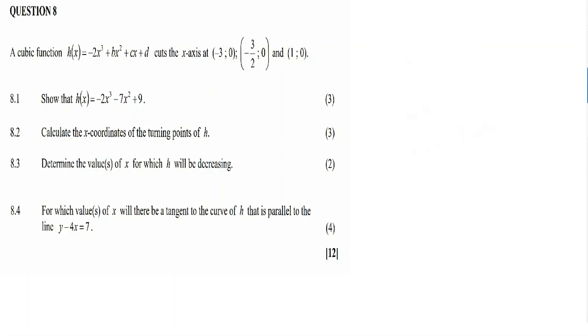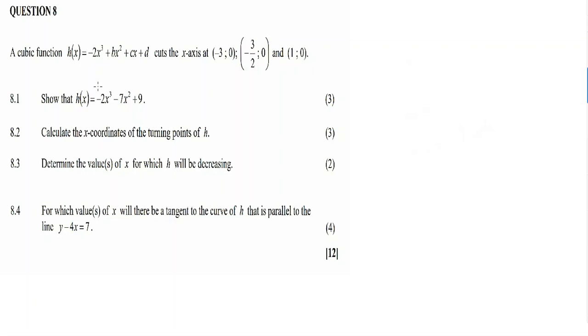Okay, here's question 8. Question 8 is on a cubic function that cuts through the x-axis at 3 given points. So this is question 8 from the mid-year examination question paper from 2019. Basically, a cubic function h cuts the x-axis at (-3, 0), (3/2, 0), and (1, 0). In 8.1, we have to show that h of x is equal to this expression.